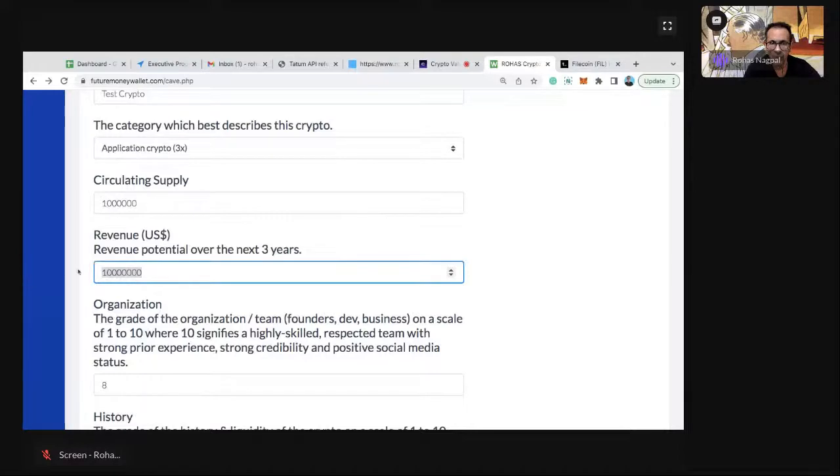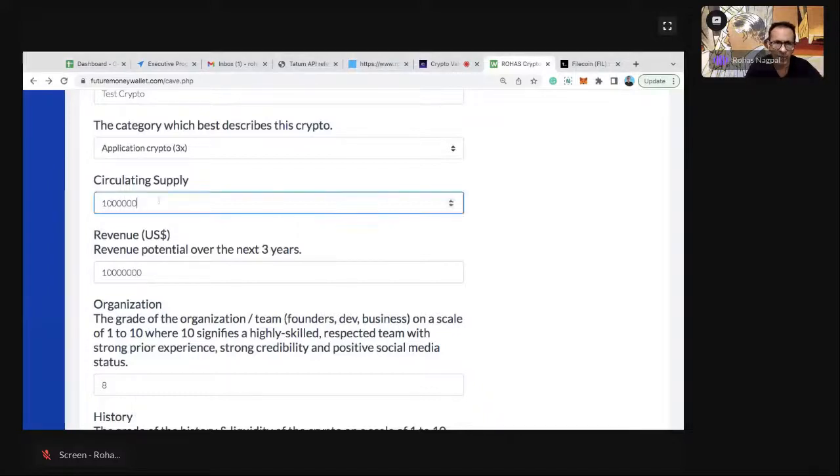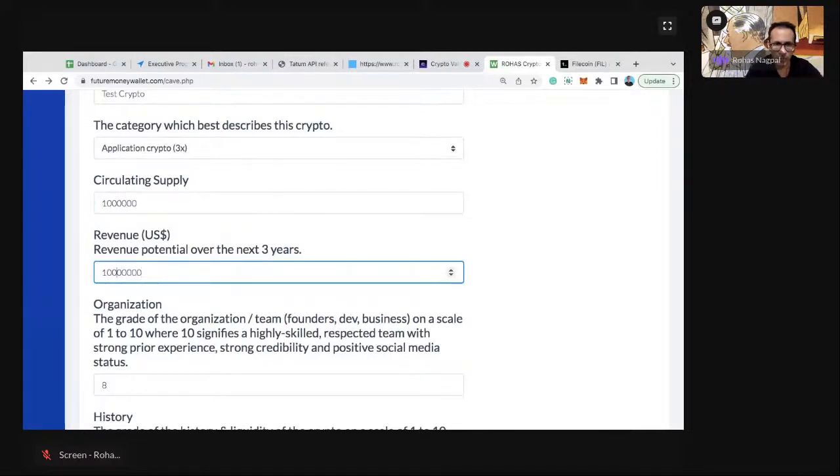in the revenue potential. Now realize here, it's only revenue potential. We do not have statistics for 3 years of the future, so we are kind of taking a guess. And this is one of the most important metrics to consider. So we've really got to think very carefully, how much can this project actually make? So again, here in circulating supply, I just took a random example of 1 million, and for revenue, I've taken 10 million.